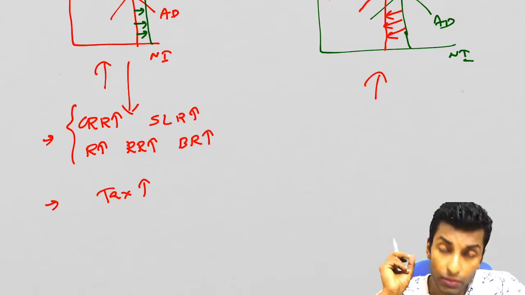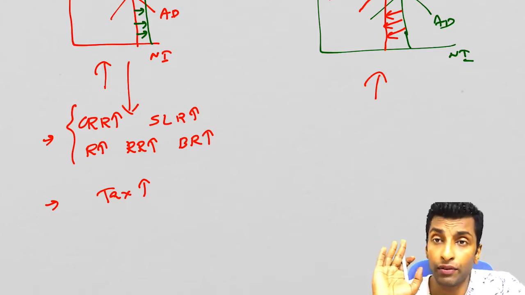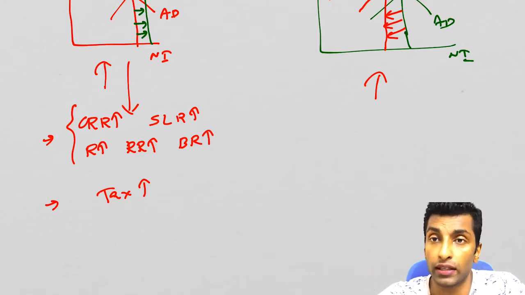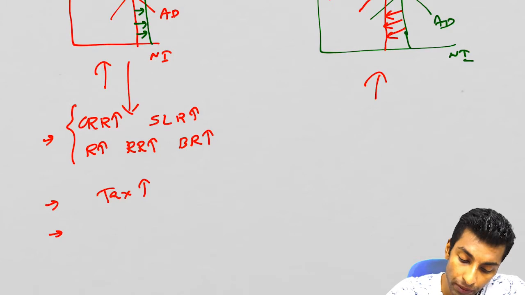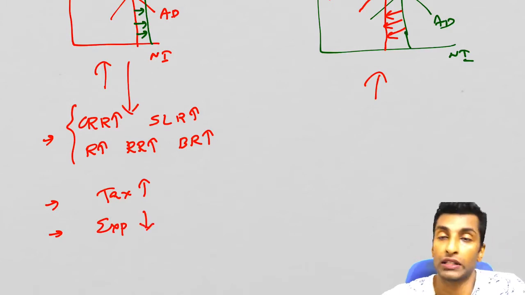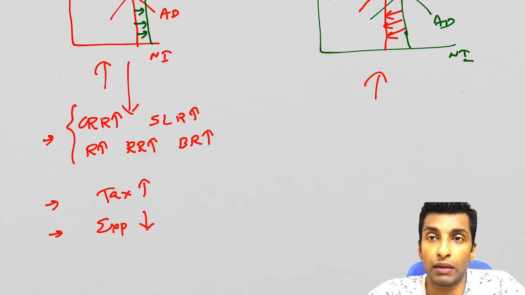Okay, so we have discussed about that, but with tax, you need to increase tax, because direct tax share is more in the tax. What about expenditure? Expenditure has to be reduced, because expenditure leads to excess money supply in the market.